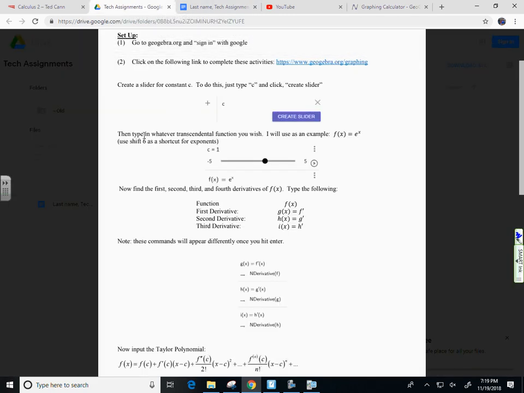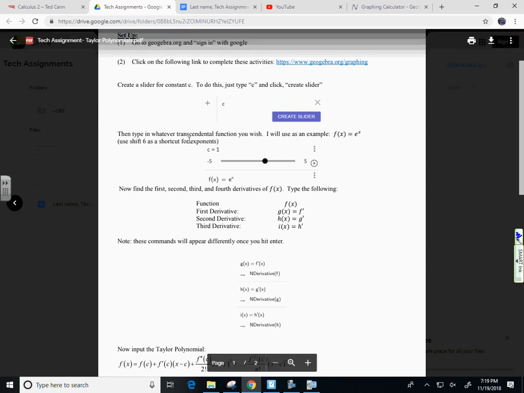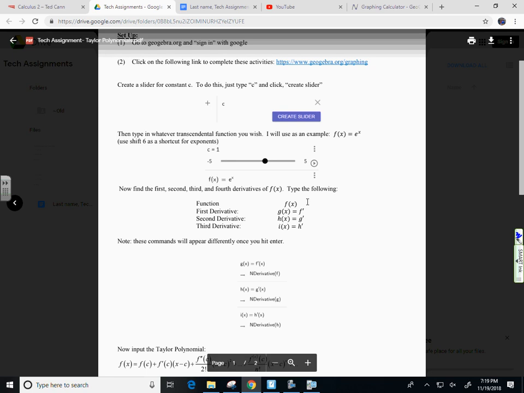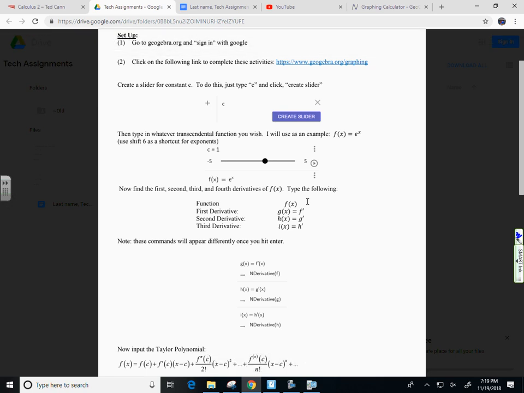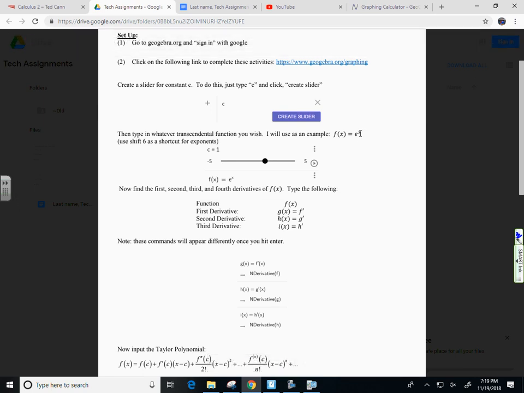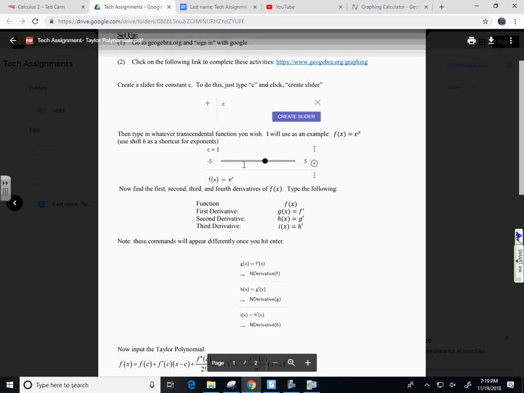All right. So if you're exploring this on your own, you would type in whatever transcendental function you wanted. So again, that's just the non-algebraic stuff. Trig, exponentials, logs, anything that transcends normal algebra. That's why I call it that. I'm going with exponential e. All right, so all I'm going to do is type in f of x equals e to the x.